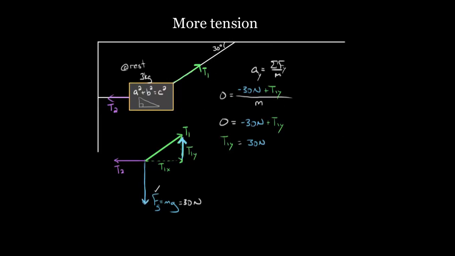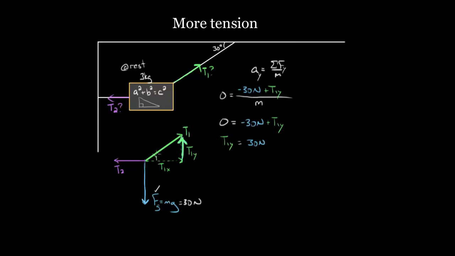But that just tells me T1y. I want to know what T1 is. How do I solve for what T1 is and what T2 is? These are what I want to figure out. What are the tensions? I don't just want the component, I want the tension. And so now I say that this component, T1y, is going to be related to the total T1, and it's related through this angle here.